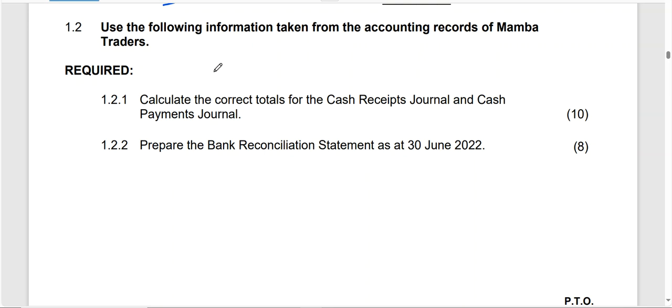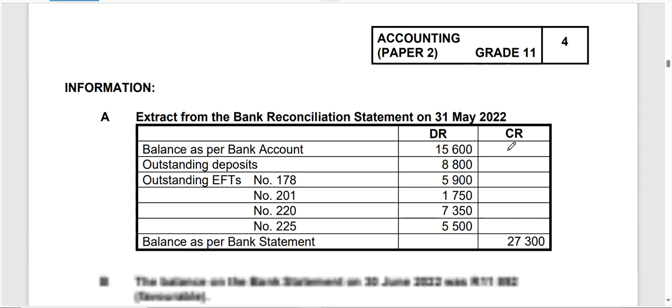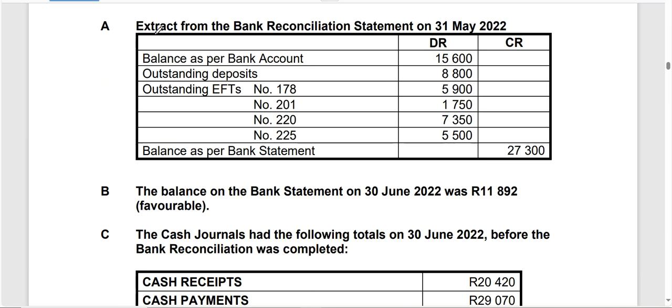Secondly, prepare the bank reconciliation statement as at 30 June 2022. Then we'll proceed to the information. Here we are given an extract of the BRS from last month.